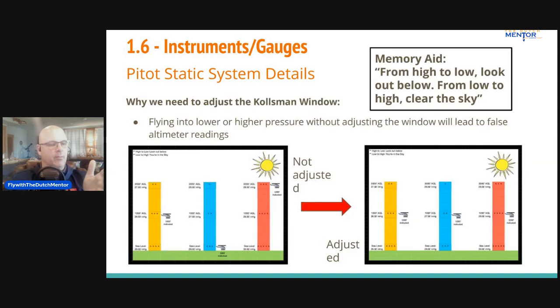Again, here is a memory aid that is the most important one for this. If we go from high to low, look out below. From low to high, clear the sky. Less important. The key thing is we want to avoid obstacles below us. Now, the good thing is that as VFR pilots, because this is the VFR portion of the checkride, eyeballs outside. Right? This should be less important.